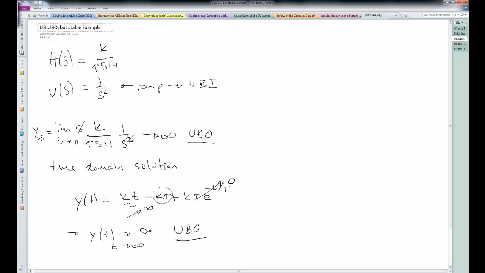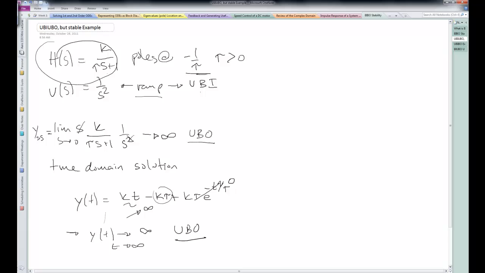So even though this system is stable, this has a pole at minus 1 over tau, and if tau is positive, then that's a stable pole. The system is stable, but if I have an unbounded input to this stable system, I'll get an unbounded output. In the transfer function, this represents the speed, and if I say increase the speed, since it's a ramp, when I linearly increase the speed, the output will linearly increase the speed.